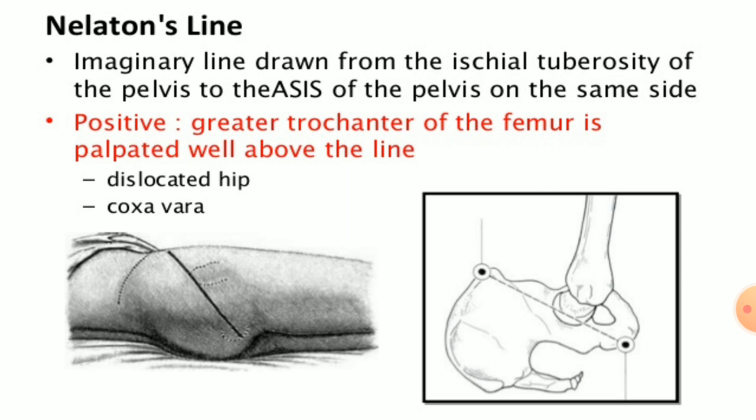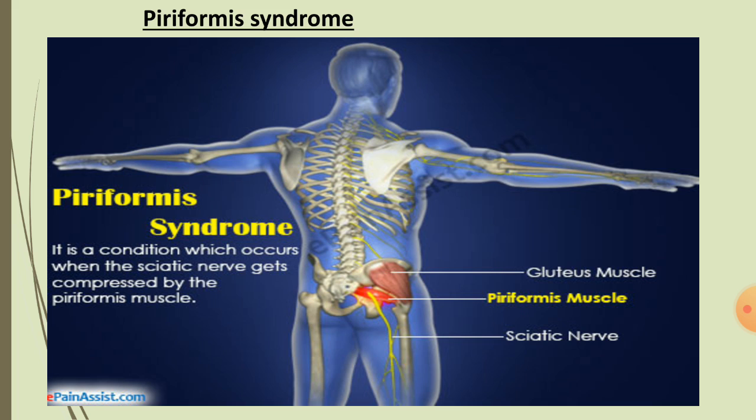This is the Nelaton's line. It is again an imaginary line drawn from the ischial tuberosity to the anterior superior iliac spine of the pelvis on the same side. It is positive when the greater trochanter of the femur is palpated above the line, it shows dislocated hip and the coxa vara.